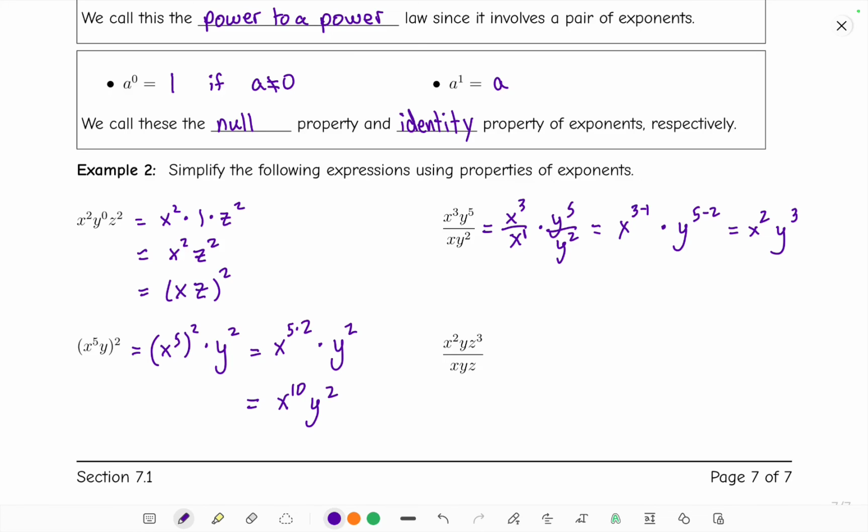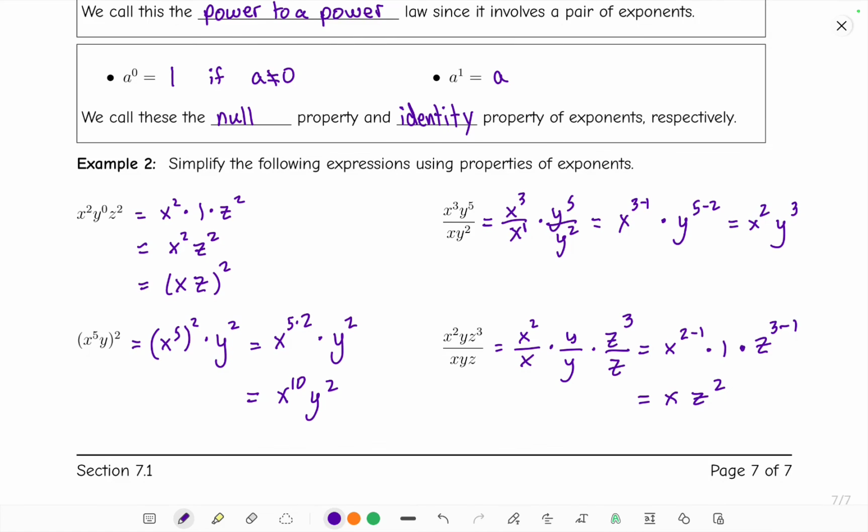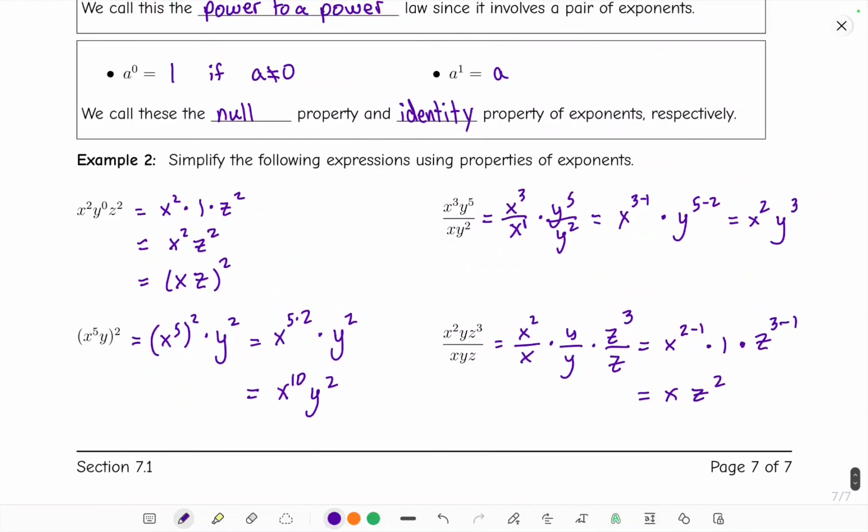Then we have x squared times y times z cubed over x times y times z. So this is x squared over x times y over y times z cubed over z. So then we get x to the 2 minus 1 times, well, y over y is 1, times z to the 3 minus 1, which then simplifies to xz squared. And that is it for section 7.1.